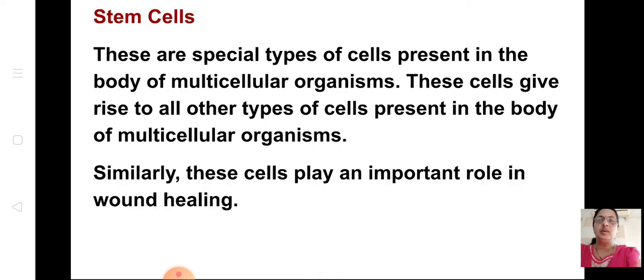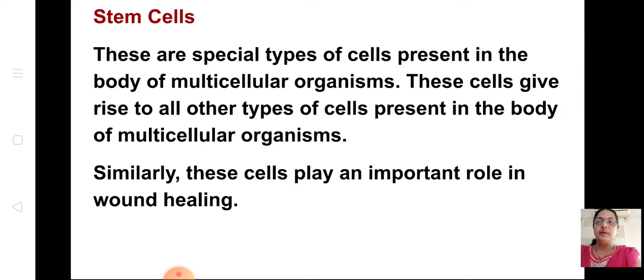Now what is meant by stem cells? So these are special types of cells present in the body of multicellular organisms. There are some cells which are called as stem cells, and these give rise to all other types of cells present in the body of multicellular organisms. So the main type of cells present in the multicellular organism are from stem cells. From these, different types of cells arise.